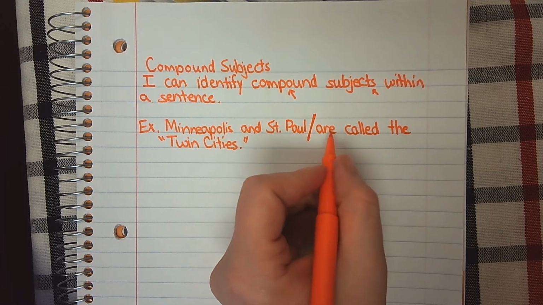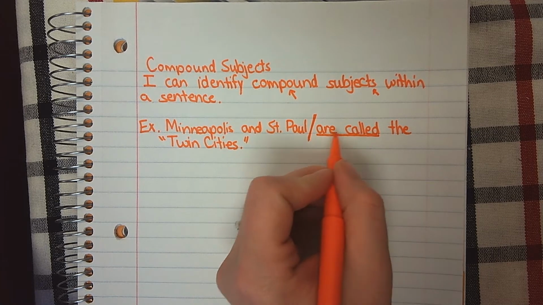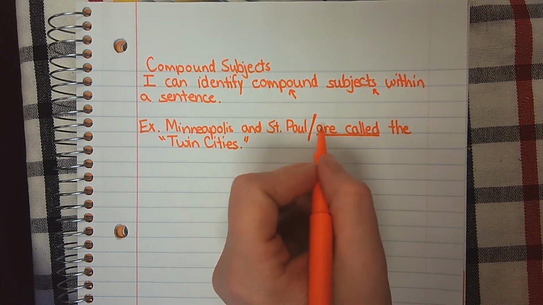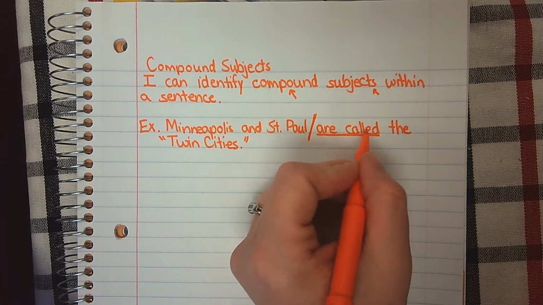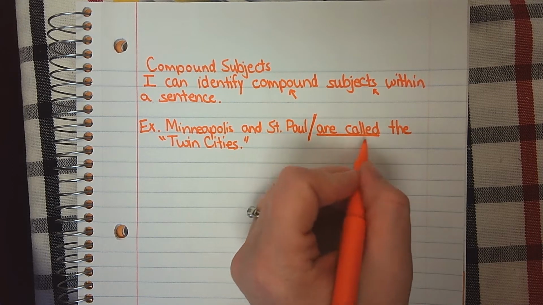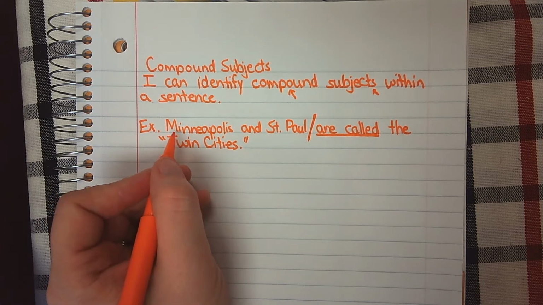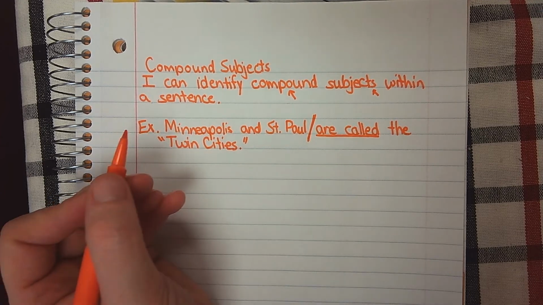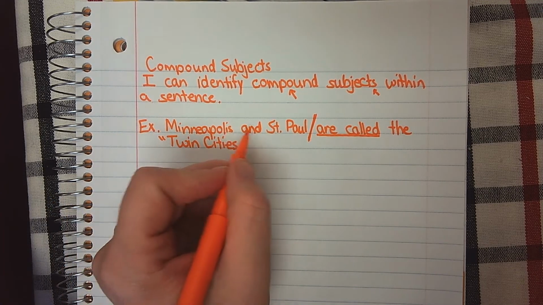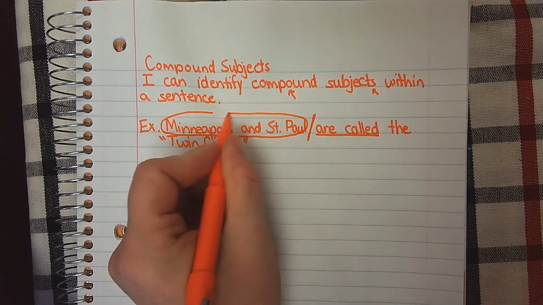Our verb in this sentence is are called. It's two words, a little word group. Called is the action that's happening, and are is being used as a helping verb here. So together, this is the verb of our sentence, or the simple predicate. And on the left side, we have our subject. In this case, it's subjects. We have more than one, so it's a compound subject. Minneapolis and St. Paul together make up our compound subject.